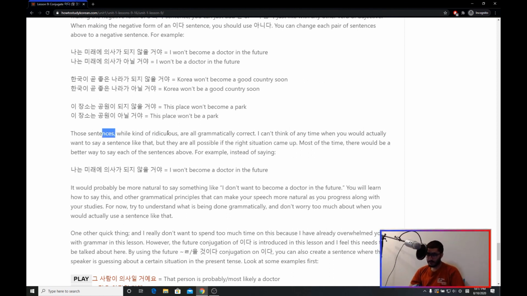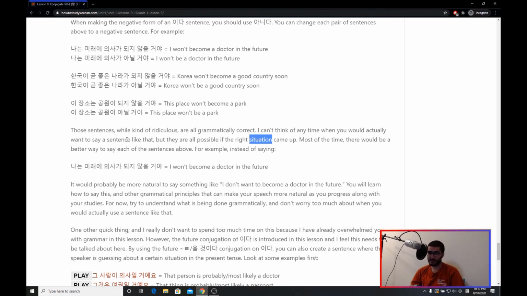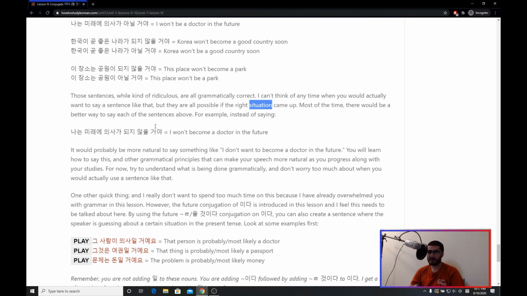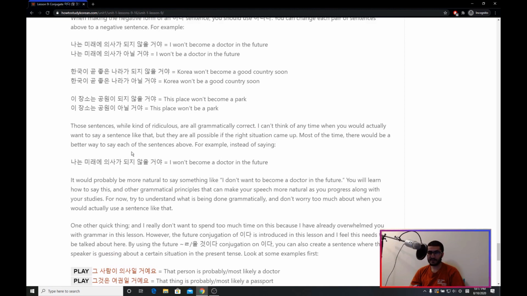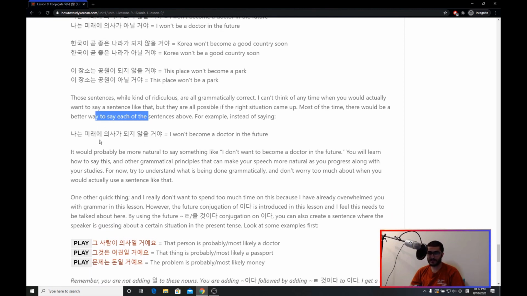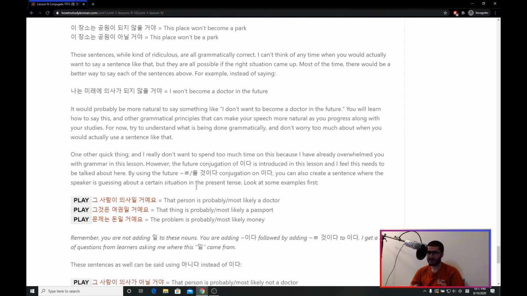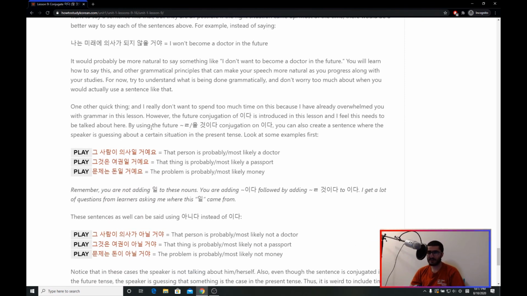Okay, these sentences, while kind of ridiculous, are all grammatically correct. I can't think of any time when you'd actually want to say a sentence like that. This place will not become a park. But they are all possible if the right situation comes up. Most of the time, there will be a better way to say each of these sentences. So, I actually didn't read the sentence. Wait. Oh, for example, instead of saying this sentence, it would be more natural to say, I don't want to become a doctor in the future. But we haven't talked about that, so I don't really want to go into these sentences for a specific reason, obviously.